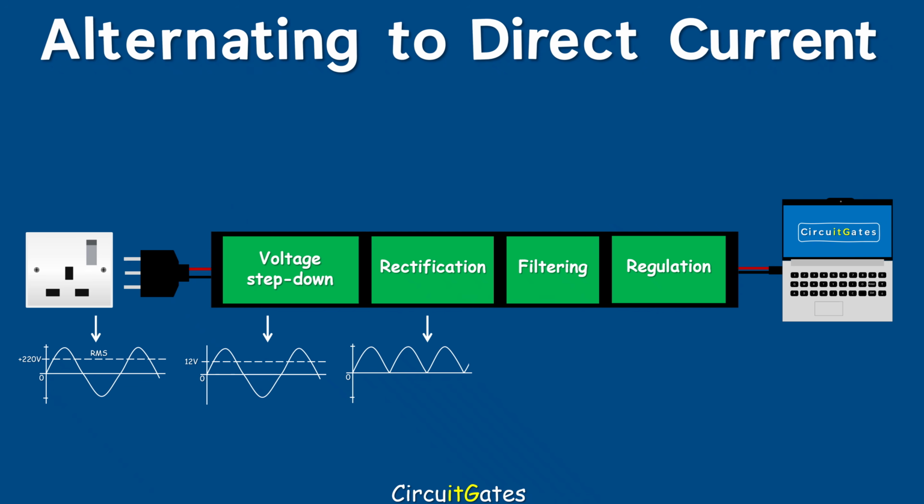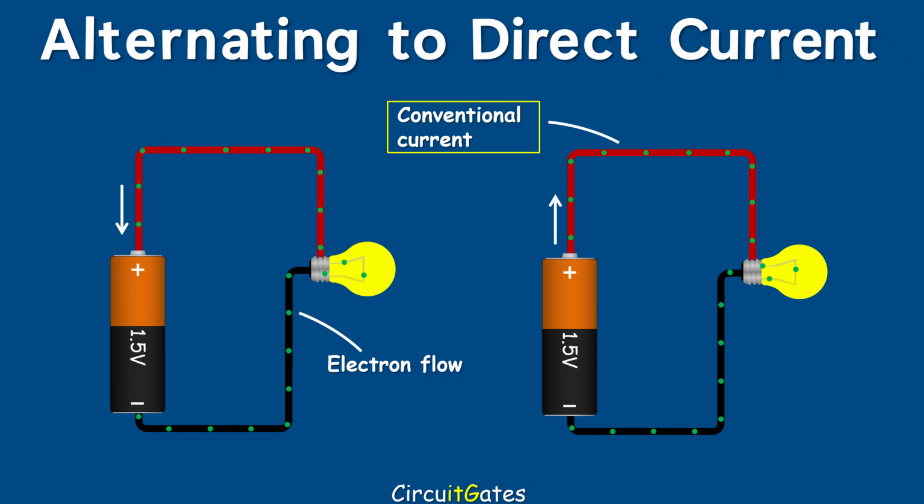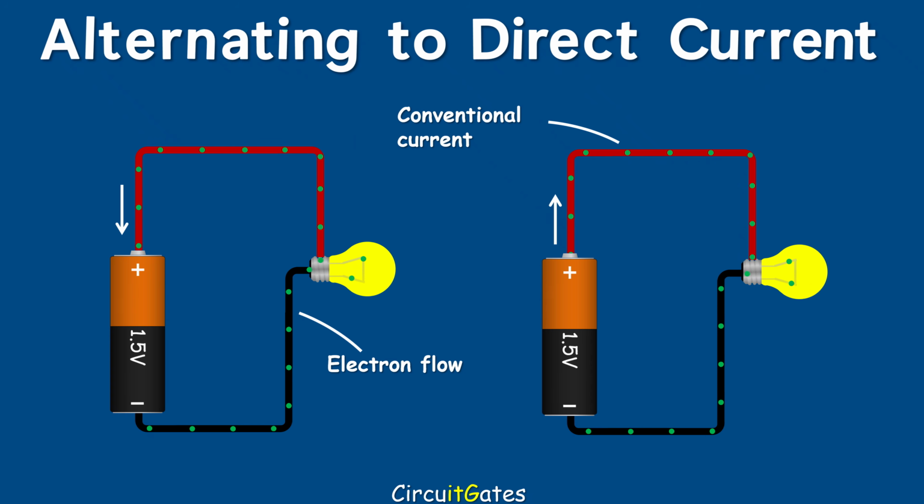The third stage is filtering. At filtering, we are reducing the fluctuations in the rectified voltage and producing a relatively smooth DC voltage. The last stage is voltage regulation. At voltage regulation, we are producing a steady or a smooth voltage which then powers the load. In order to understand this conversion, we are going to use conventional current, which flows from positive to negative. For more on current, check out our video titled What is Current?